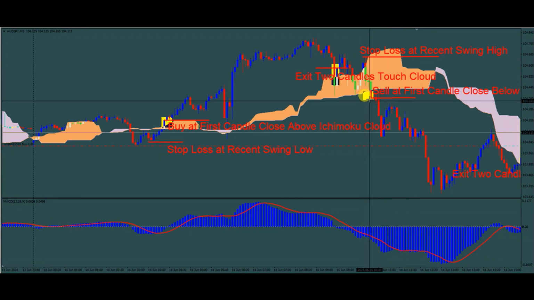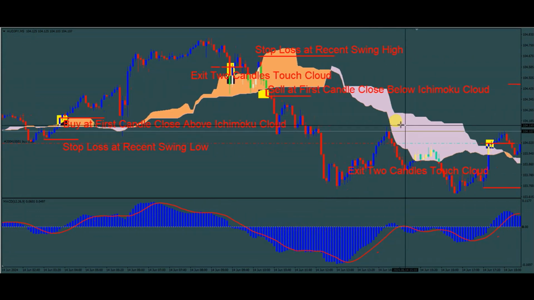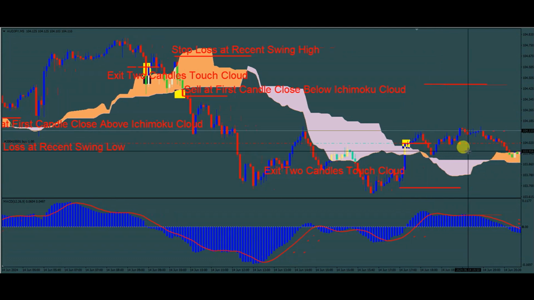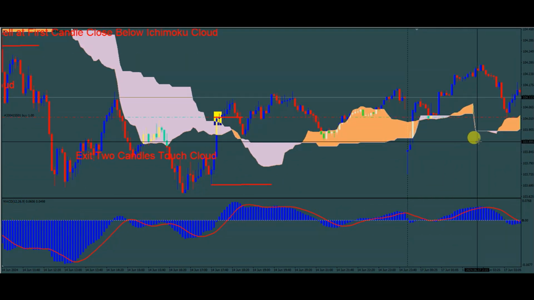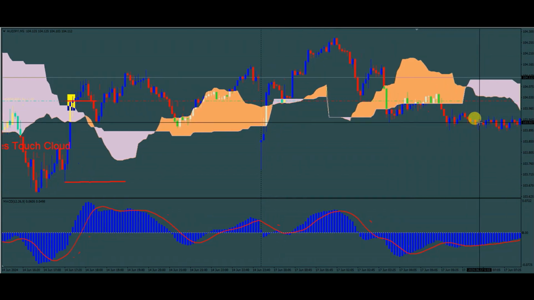So here again we have a good opportunity. We have the price below the cloud and we have the MACD below the zero line. We open our sell trade. So as you can see here, we have the price above the cloud and the MACD is above the zero line. We open our buy trade. So here you have the MACD below the zero line and you have price below the cloud, so you open a sell trade.